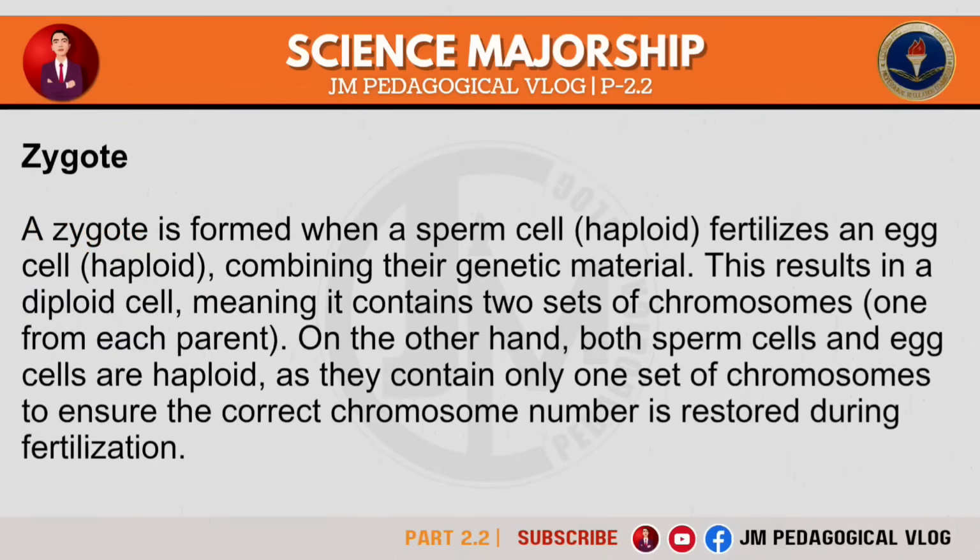A zygote is formed when a sperm cell, haploid, fertilizes an egg cell, haploid, combining their genetic material. This results in a diploid cell, meaning it contains two sets of chromosomes, one from each parent. On the other hand, both sperm cells and egg cells are haploid, as they contain only one set of chromosomes to ensure the correct chromosome number is restored during fertilization.